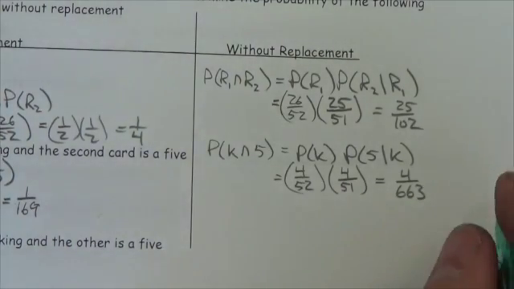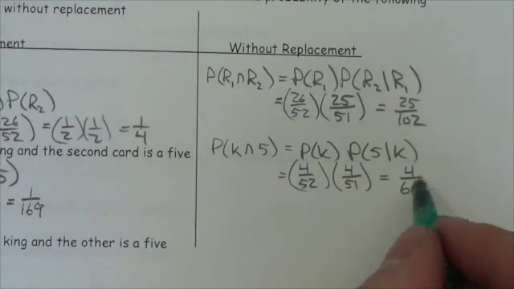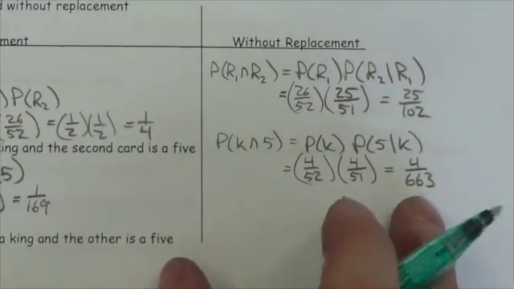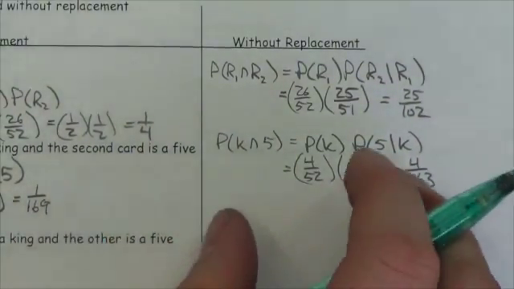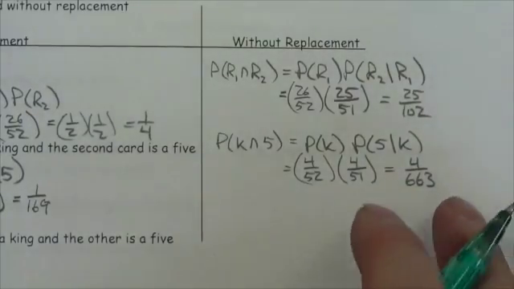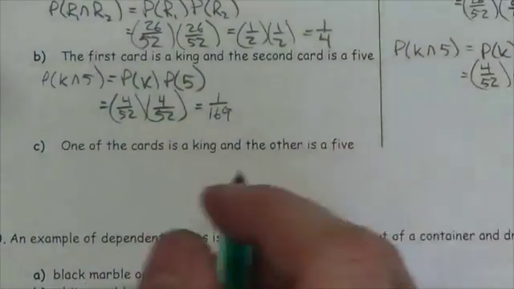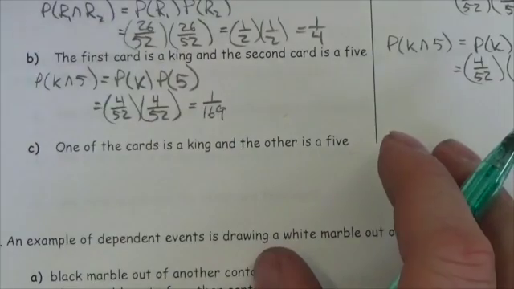Yeah, it's a much smaller number here. Okay, well, not ridiculously small, but when you compare those, this is smaller than the one with replacement because of that added restriction. We're not putting the card back. How about one of the cards is a king and the other is a 5?